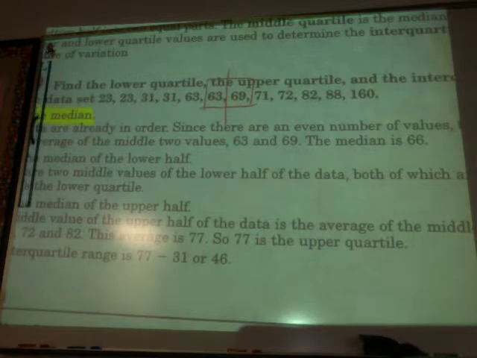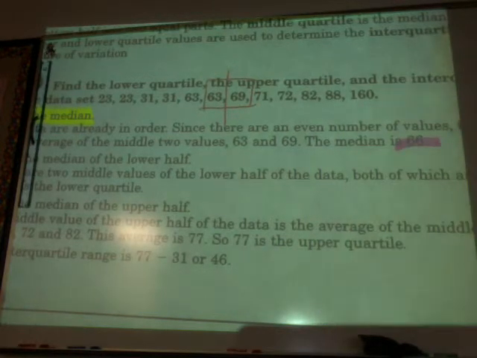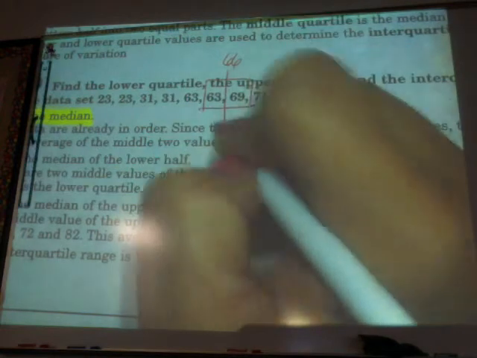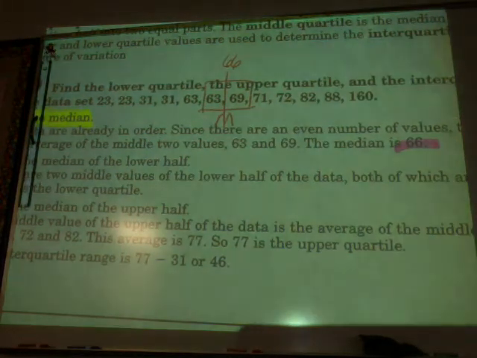So add them together and divide by 2. What do you get? You do get 66, and that's how they came up with the 66. They added the 63 and the 69 together, and they divided by 2. So the median is equal to 66. That is the very center of the data.